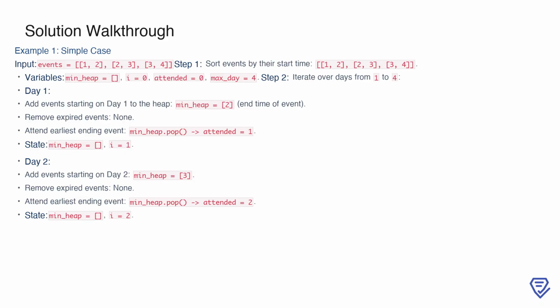On day 1, we add the event that starts on this day to the heap, so min_heap becomes [2], as it stores the end time of the event. Since no events have expired, we attend the event that ends earliest, which is popped from the heap, and increment attended to 1. The heap is now empty, and we move to the next day with I updated to 1. On day 2, we add the event starting that day to the heap, making min_heap equal [3]. Again, no events have expired, so we attend the earliest ending event, incrementing attended to 2, and clear the heap again. The process repeats as we progress through the days.